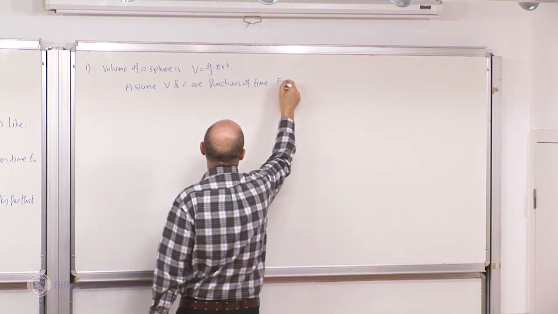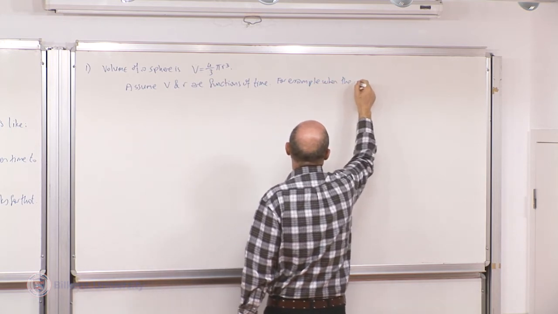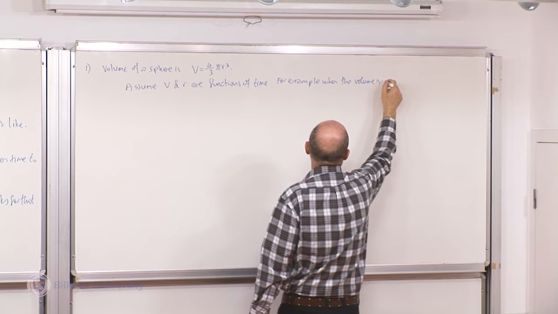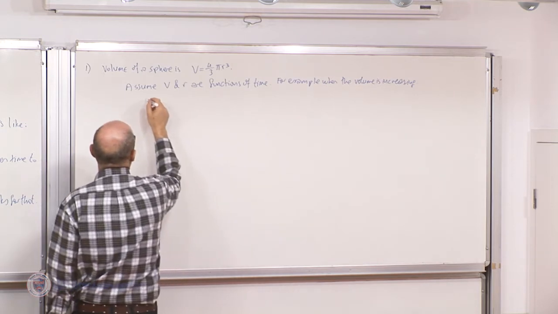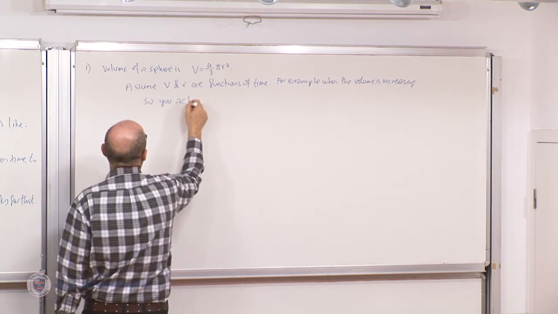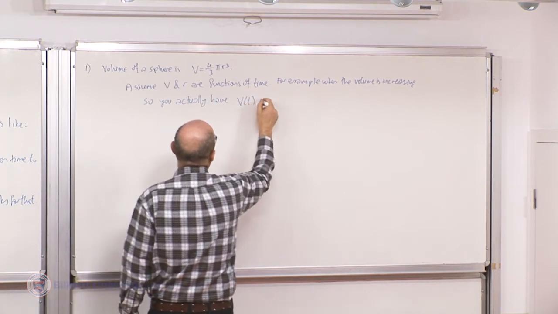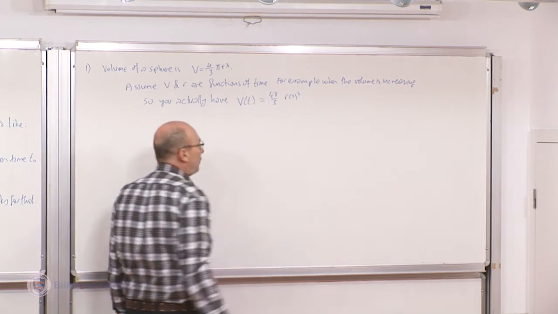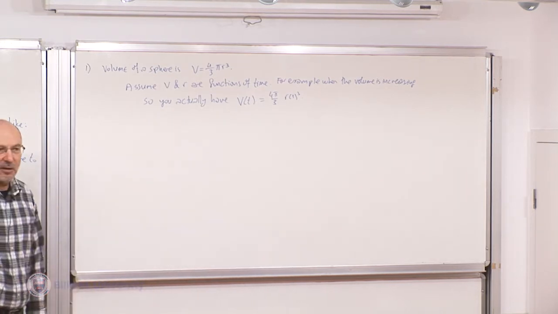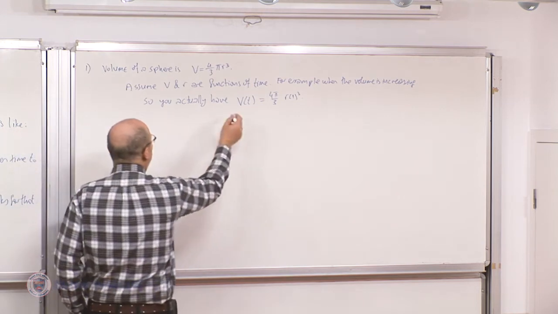For example, when the volume is increasing, okay, so actually you have volume, which is a function of time, is 4 pi over 3 r of t cubed. Okay, so let us not ask the story yet. We are trying at this point to see the mechanism of related rates. Now take the derivative of both sides.